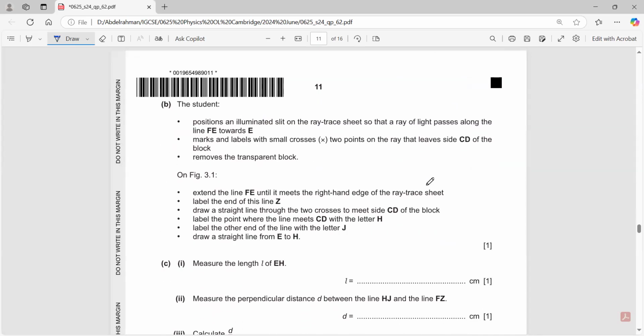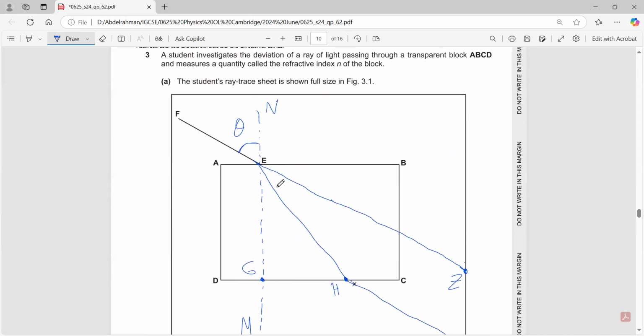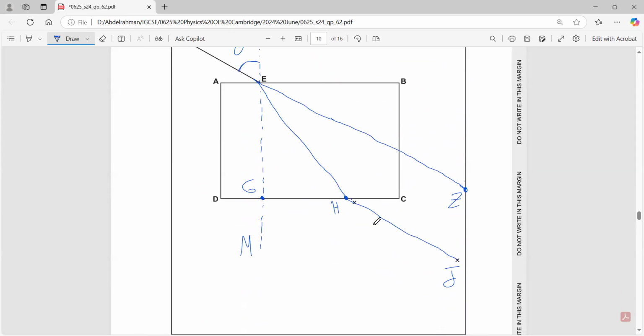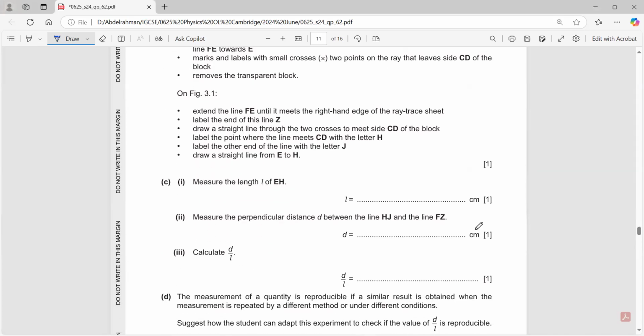Can I measure the length of EH? Yes, I can measure the length of EH using my ruler. The length of EH should be around 7.5 centimeters. If you have the paper printed out, it might be a little shorter than 7.5.